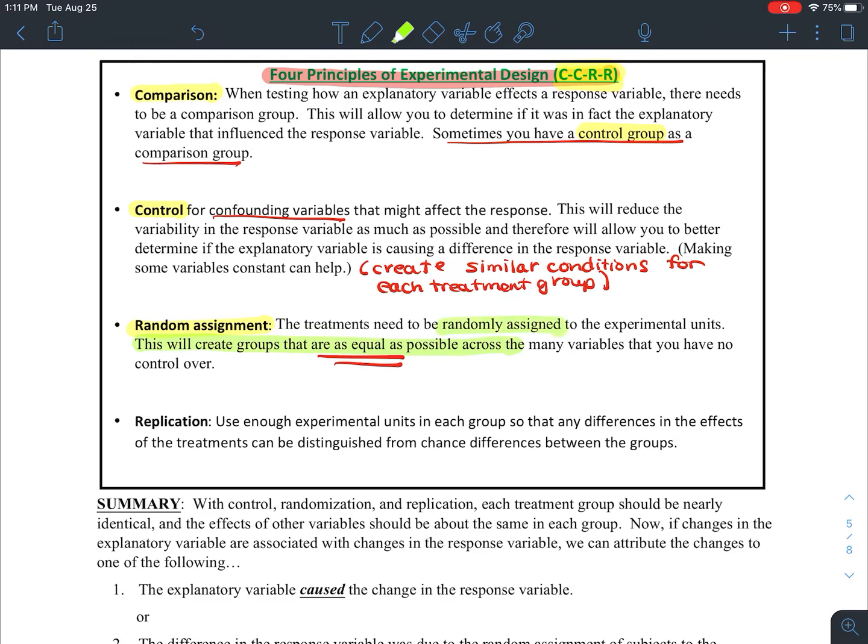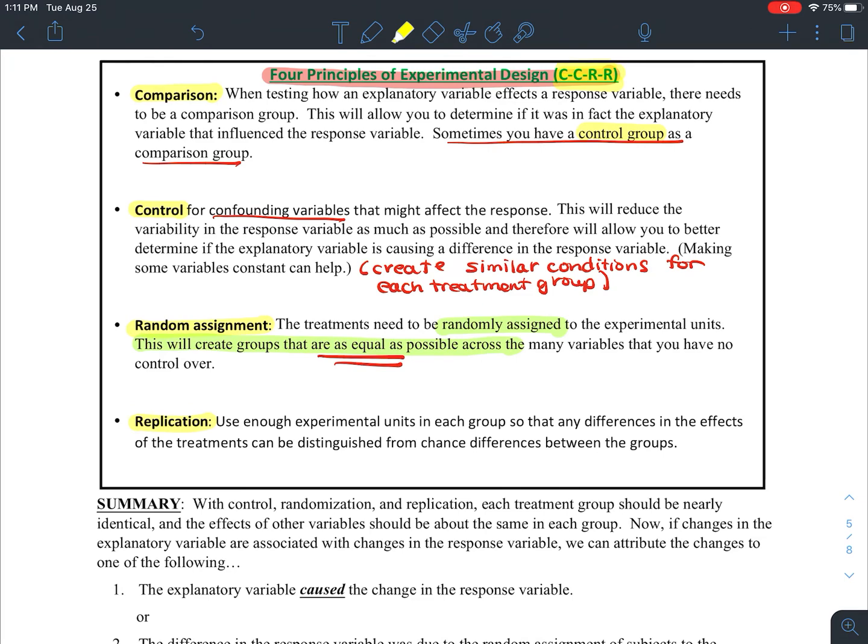That's why if you take all the people who you've gathered for your experiment and you randomly assign them, it stands a better chance that your treatment groups are going to be nice, even mixtures of maybe some athletes, some non-athletes, so that we're kind of removing that variable from the equation. Okay, that's why random assignment is so important.